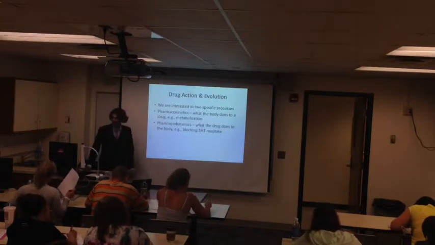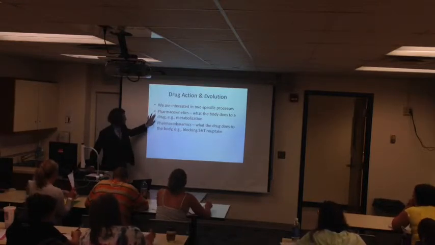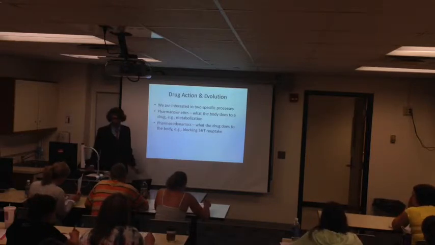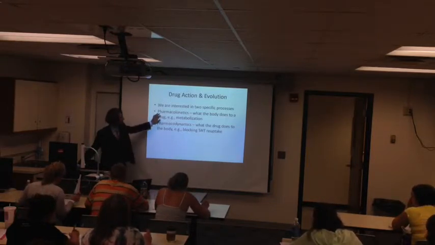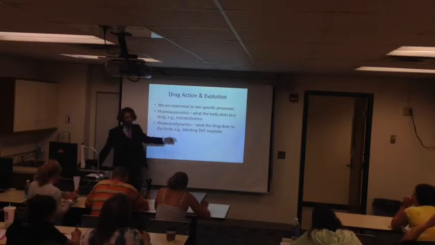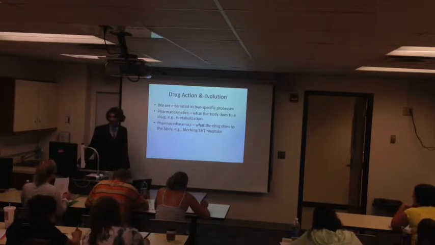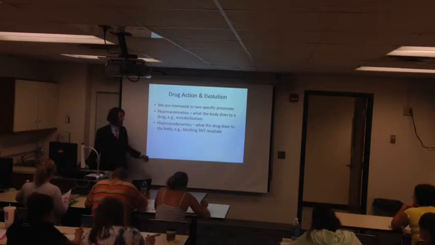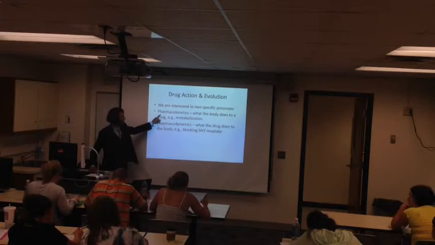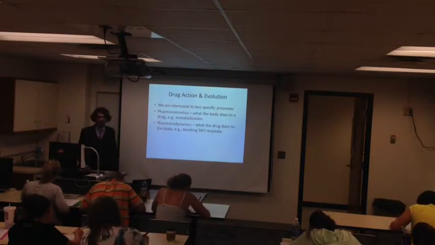So, drug action and evolution. We're interested in two specific processes, and I think the book uses this term but not this term. These terms are often discussed in conjunction, and so you should know them both. Pharmacokinetics is what the body does to the drug, and in particular things like metabolization. And at a really basic level, in contrast, pharmacodynamics is what the drug does to the body. For instance, blocking serotonin reuptake. So what the body does to the drug and what the drug does to the body, it's a reciprocal relationship, and we are interested in both of them.